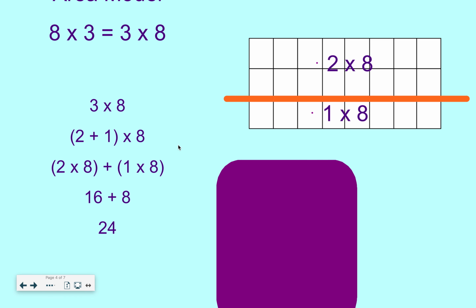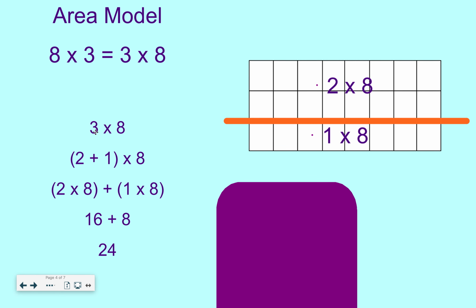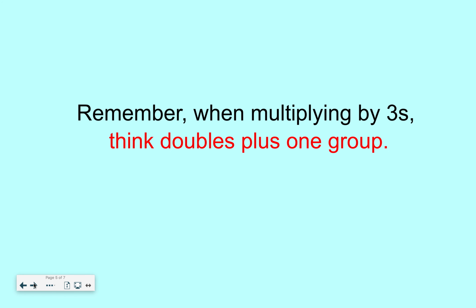So here again is a picture of that symbolically. I'm going to think of 3 times 8. Those 3 groups of 8, I'm going to think of it as 2 groups and one more group. So I know 2 times 8 is 16. I know 1 times 8 is 8, and that 16 plus 8 is 24. So remember, when multiplying by threes, think doubles plus one more group.